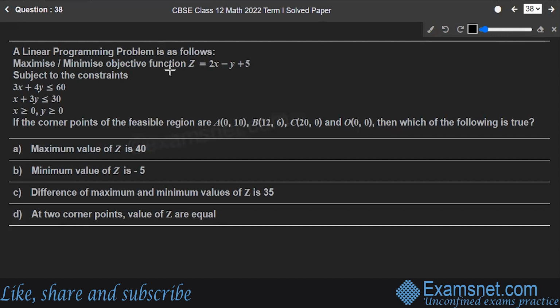A linear programming problem is as follows. Maximize or minimize the objective function given by z is equal to 2x minus y plus 5 subject to these three constraints. If the corner points of the feasible region are these, which of the following is true? Maximum value of z is this, minimum value of z is this. Difference between maximum and minimum value of z is 35. At two corner points, the value of z is equal. Which of these four options is correct? Fine, you are given that z is given by this, and you are given four corner points. We are not bothered about the constraints right now because we are given the points as such.